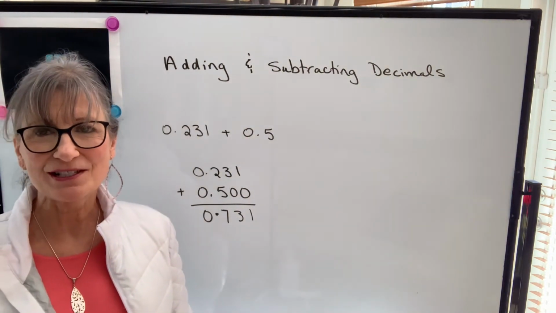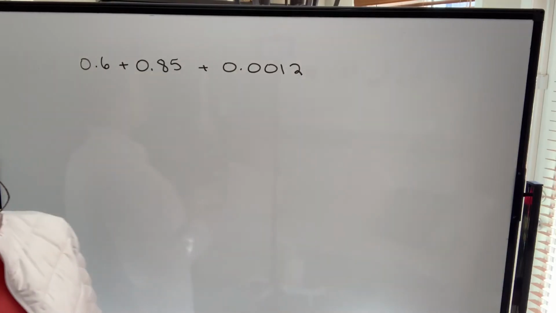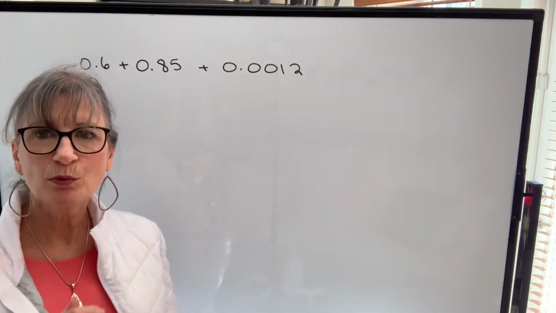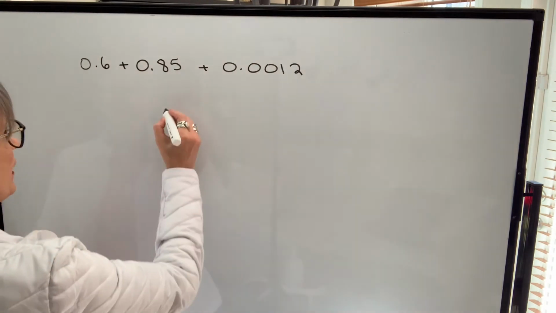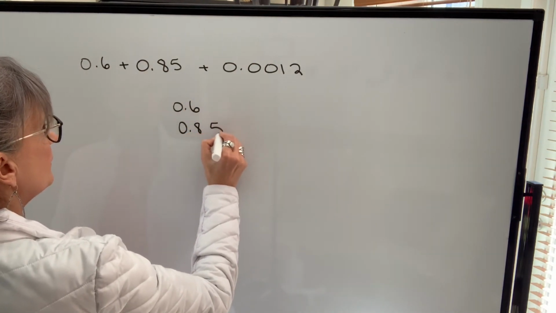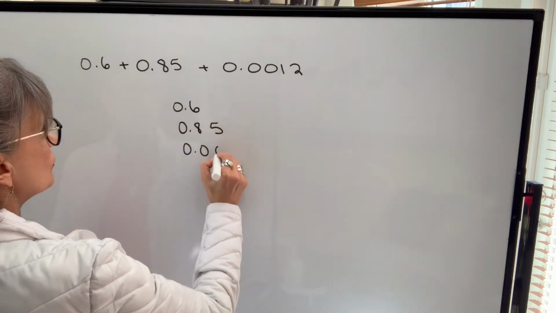Let's take a look at some more examples. It doesn't matter how many numbers we're adding. We're going to line up the decimal point in each of those numbers. So we have 0.6 plus 0.85 plus 0.0012.